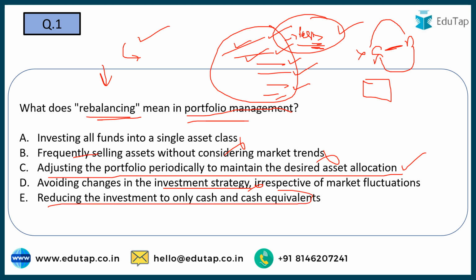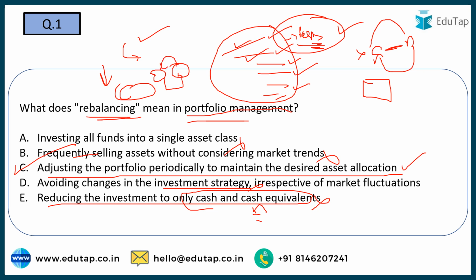Reducing investment to only cash and cash equivalents? No, because if you just invest in cash, you will not grow your money. Okay, so the correct answer over here will be C. Rebalancing basically means that if I'm not happy with one particular asset class, then I can put my money in some other asset class or vice versa also.